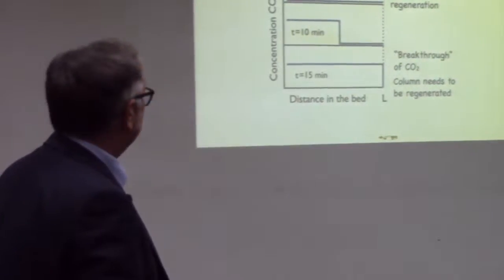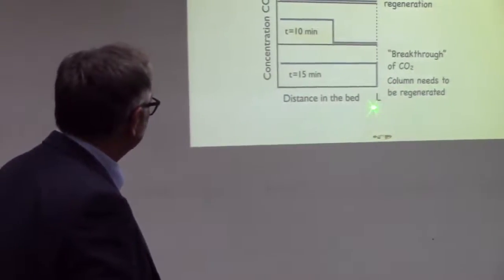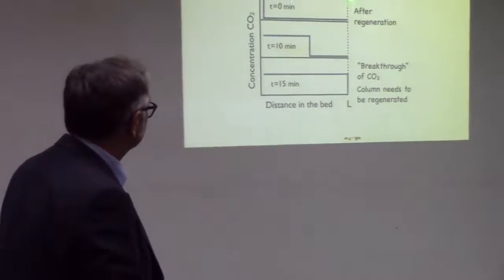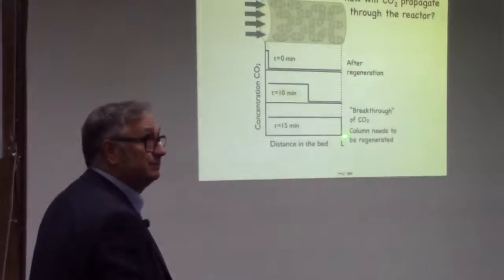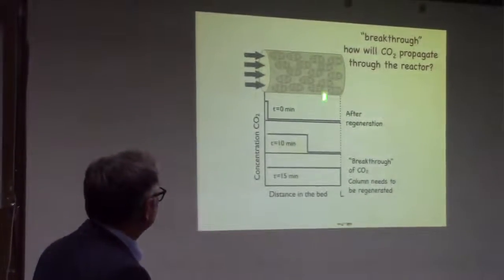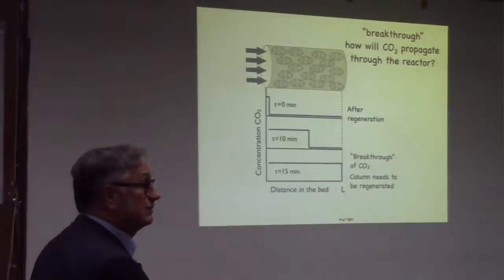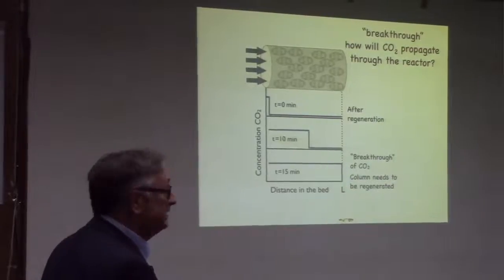So here's another cartoon. How will CO2 propagate at time t equals 0? Here's the concentration in the bed at the distance L, some point right here. At time t equals 0, there's no CO2. After some period of time, no CO2. And then suddenly the CO2 appears. That's because this part of the bed has now been saturated with CO2. There's no more left to adsorb. We've reached the limit on the Henry law, and so now we see CO2. So this is what I mean about breakthrough.